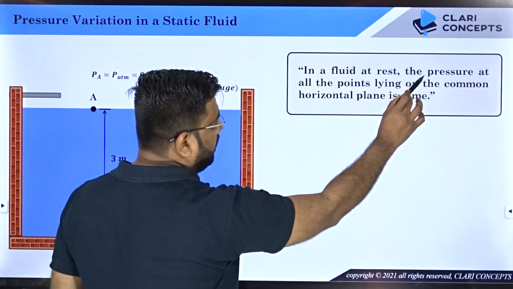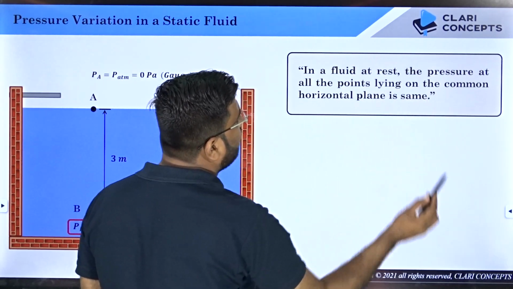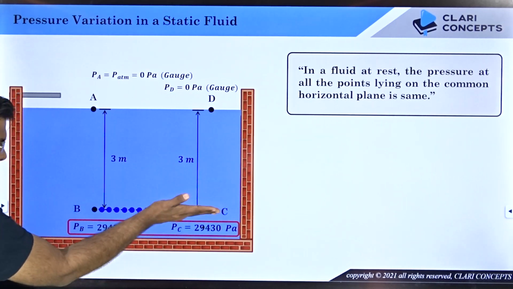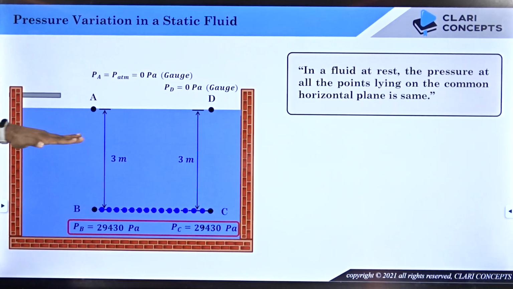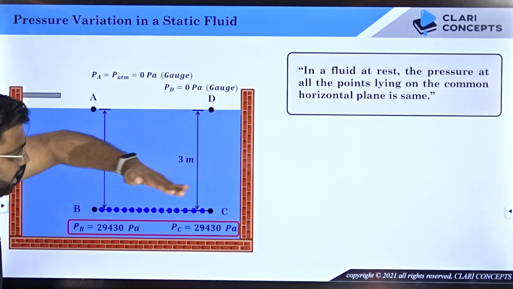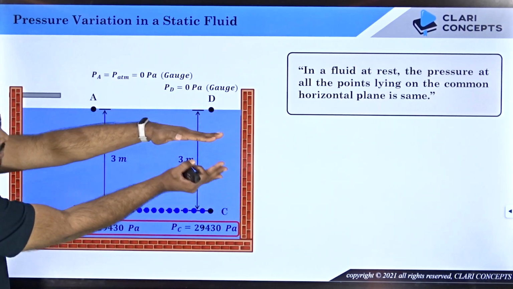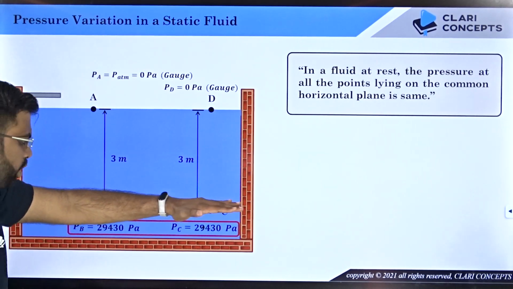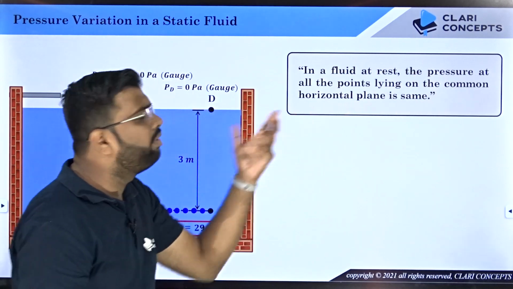In a fluid at rest, the pressure at all the points lying on the common horizontal plane is the same. You see, the pressure at all the points between B and C, which lie on the common horizontal plane, is the same. I can also say the pressure at all the points on this horizontal plane is also the same. But it does not mean that the pressure at this plane and the pressure at this plane will be the same. They are both at a different height. But yes, you can say that the pressure at all the points lying on a common horizontal plane will be the same.